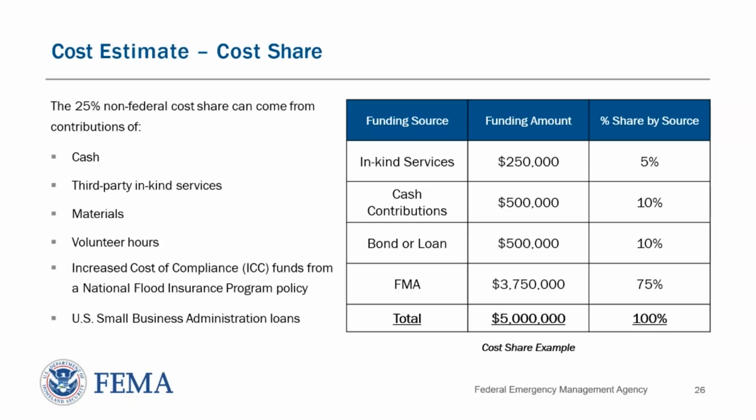In general, HMA funds may be used to pay up to 75% of the eligible activity costs. The remaining 25% of eligible activity costs are derived from non-federal sources, which may include in-kind services, cash contributions, or loans. The sub-application must describe how the sub-applicant will meet the non-federal cost share and must attach a commitment letter for each funding source. The example cost share shown details the funding source, funding amount, and the percentage of shares by funding source.